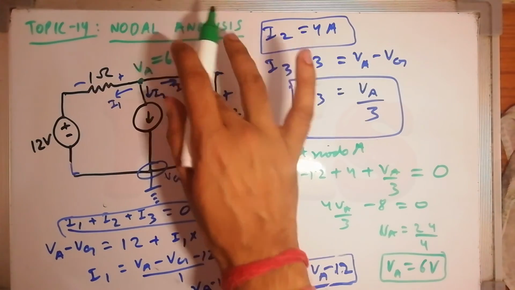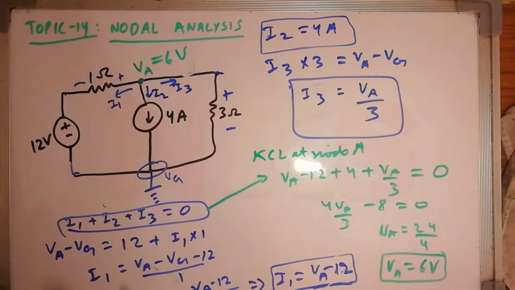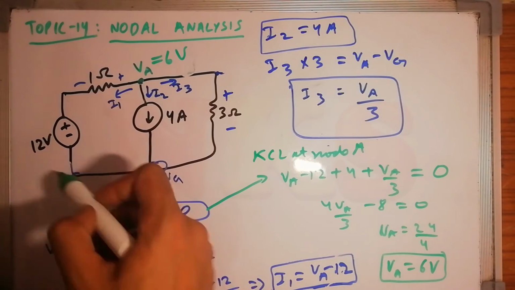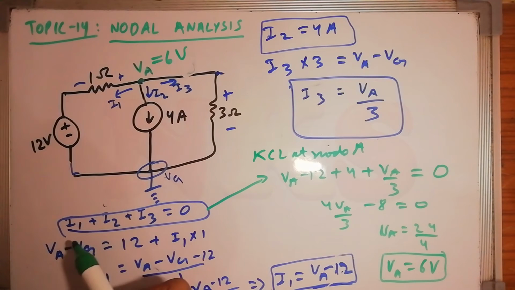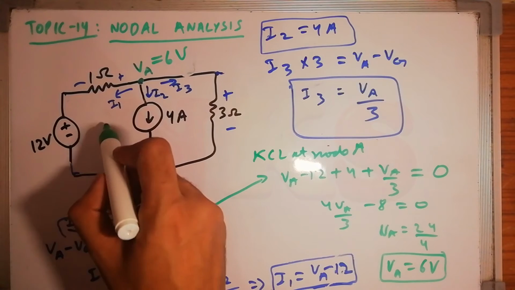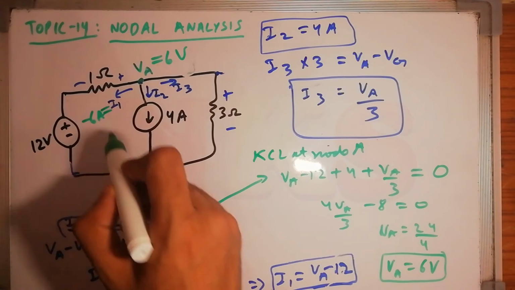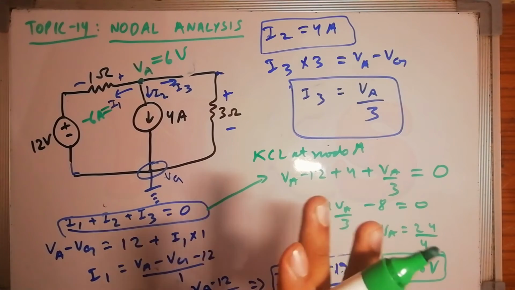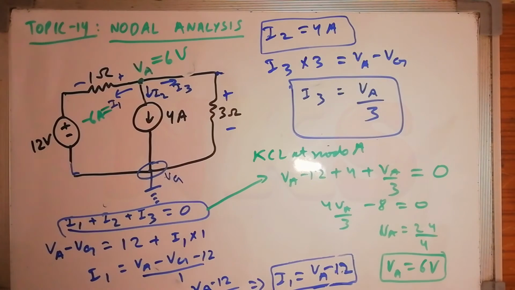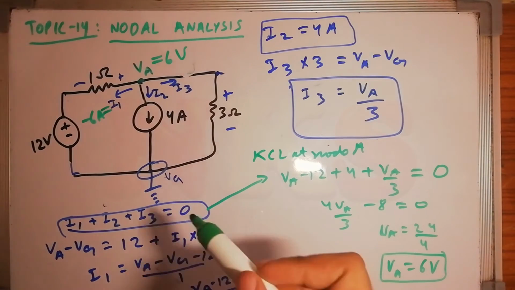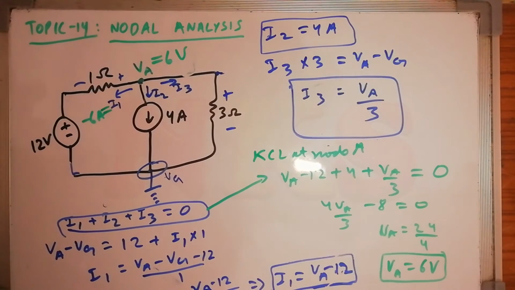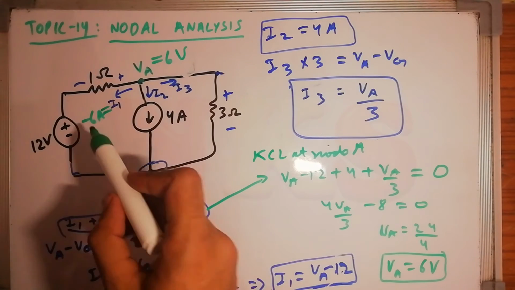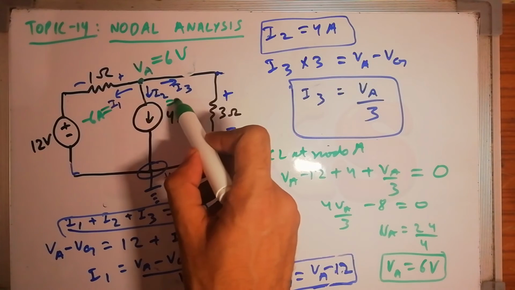So see, now what is the benefit? When VA comes out to be 6 volts, now we can easily find the current through any element. I1 I can find out directly: VA minus 12, that is 6 minus 12, that is minus 6 amperes. So I1 is minus 6 amperes. I hope you know clearly what it means if it is coming minus 6 amperes. I have told you before all this, so I won't tell you again. Please watch my previous videos in this playlist. Basics are very important. So I1 is equal to minus 6 amperes, I2 is equal to 4 amperes, we already know.